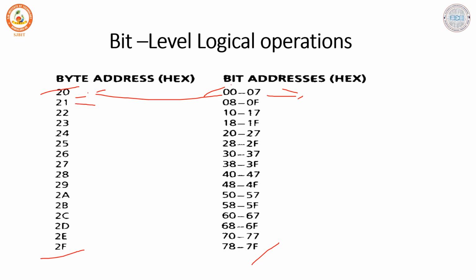Similarly, 21 is the address which is mapped to 08 to 0FH. Likewise, we are mapping the individual bits, and we can manipulate or perform some operations using this bit level address. And we have a list of special function registers and their bit addresses.